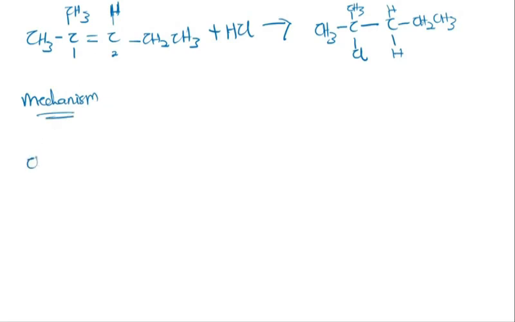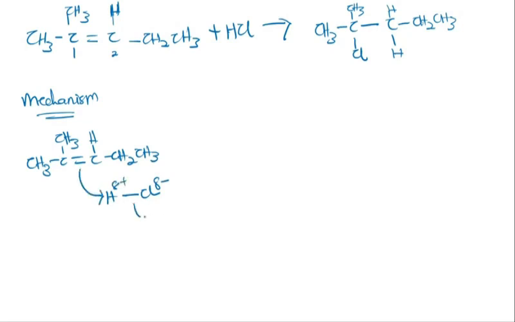So if we have our compound over here, CH3 doubly bonded to CH, CH2, CH3, our HCl will come in this form. This is partially negative, this is partially positive. So the double bond will attack the proton, expelling the electrons onto the chlorine. So we form our carbocation. So we have CH3, C, CH3, single bond, CH, CH2, CH3.